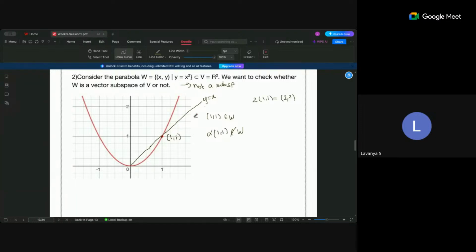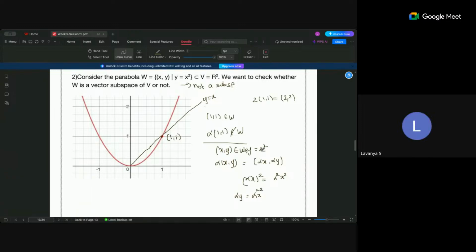If you want, you can just do it straight away. So you take alpha times x comma y. Let x comma y belong to W, so y is equal to x square. Now what happens to alpha x comma alpha y? What is alpha x the whole square? Alpha square x square. Now what should your equation satisfy? Alpha y should be equal to alpha x the whole square, which is alpha square x square.